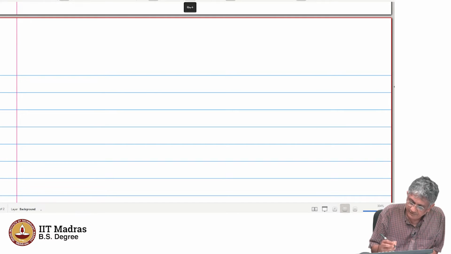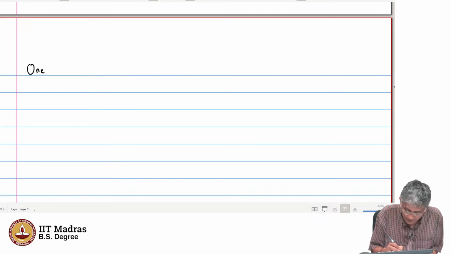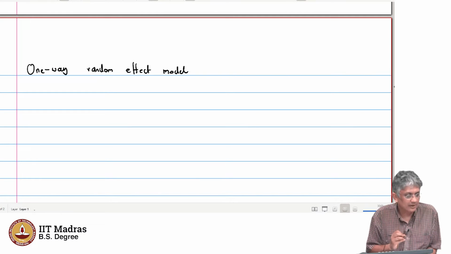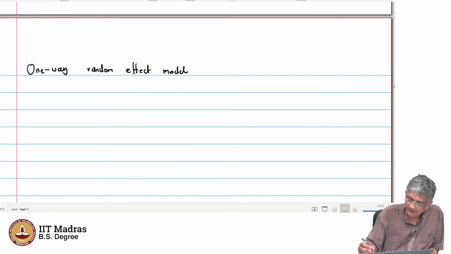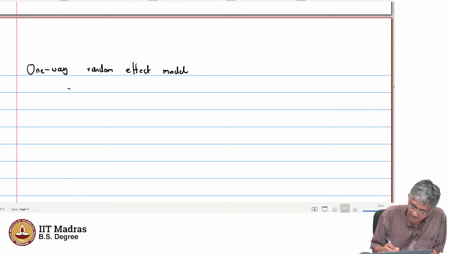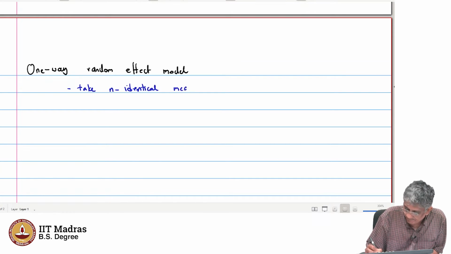So now in this lecture we will define precisely an example to cover the buttermilk case. So let's say precisely the model to cover the buttermilk case. This is called the one-way random effect model. Here the premise is we take n identical measurements from R subjects.